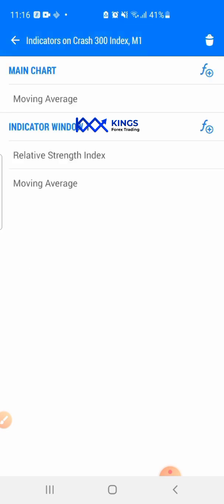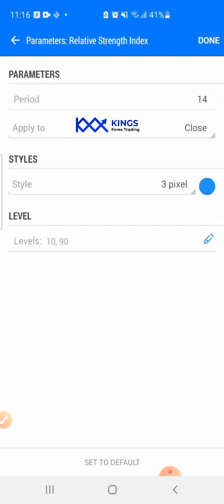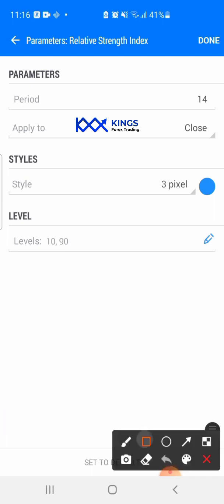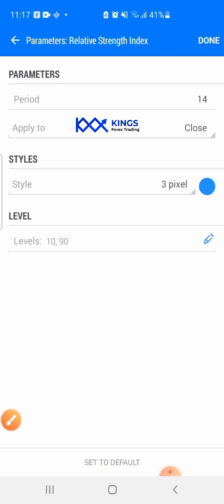The next indicator we are adding, that is indicator window 1. We are adding relative strength index, the RSI. Okay, you are going to leave it by default. If your own is not by default, maybe you have reset it, just click down here where we have set to default. Once you click it, it will reset.